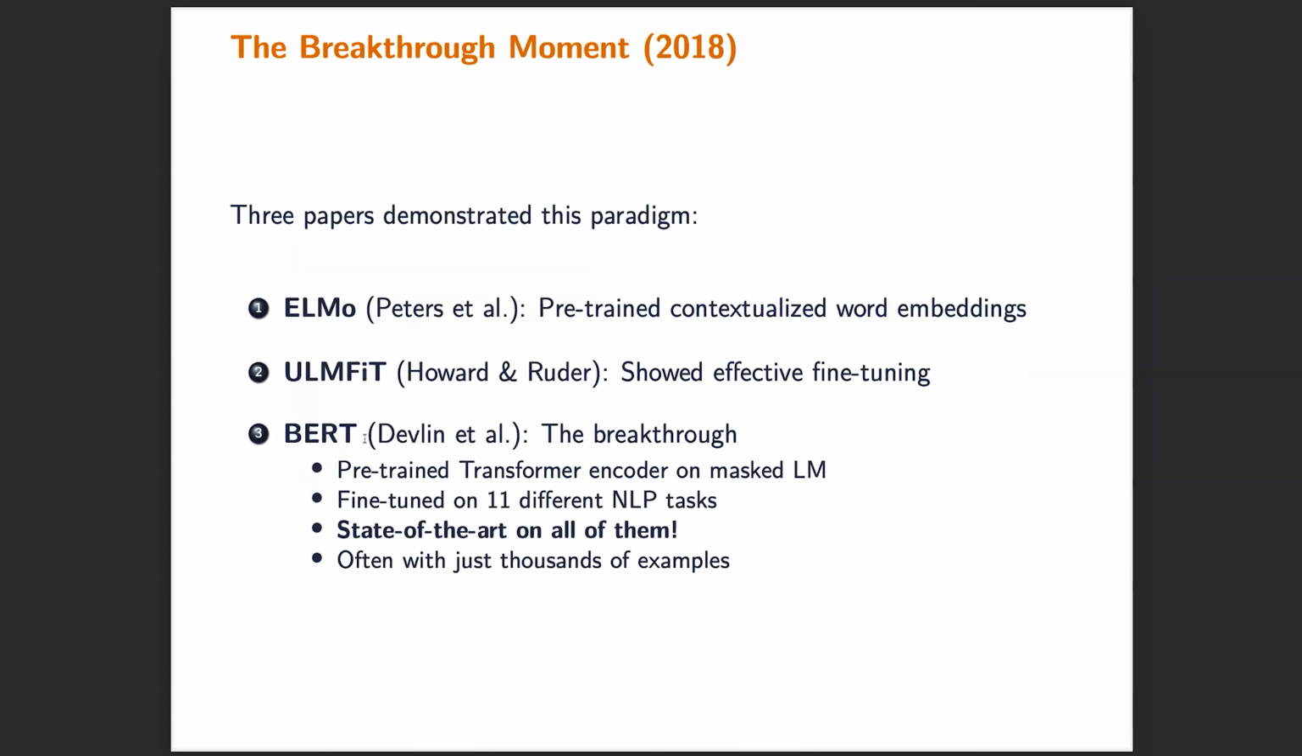Here we focus on BERT, which is basically an encoder transformer trained in a self-supervised manner as a language model, and then fine-tuned on different tasks. The original paper for BERT showed that for all of these different NLP tasks, BERT achieved state-of-the-art performance. This fine-tuning on these tasks often needed only a few thousand examples.